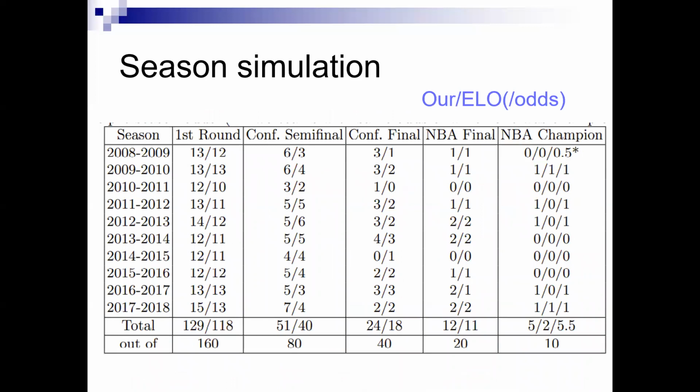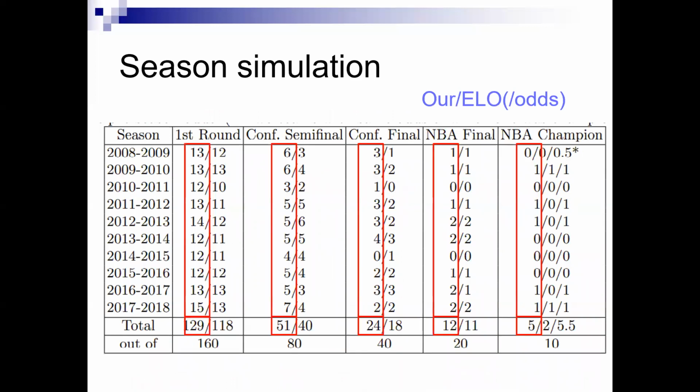So what we can see is that our method predicts 129 out of 160 possible first rounds correct, 58 out of 80 conference semifinals, 24 out of 40 conference finals, 12 out of 20 NBA finals, and 5 out of 10 NBA champions for all the 10 seasons. So is this any good?